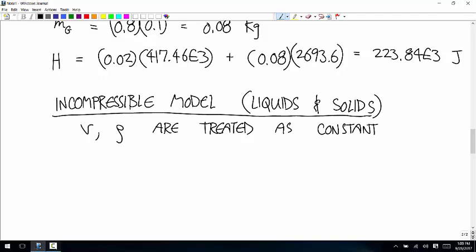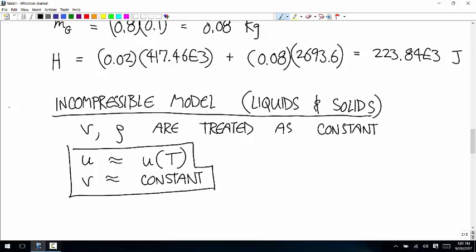If you make this assumption, then the internal energy of the material is approximately just a function of temperature. The pressure doesn't change the internal energy. And like I said up here, v, the specific volume, is assumed to be constant. So everything that you do in this model is based on these two things.